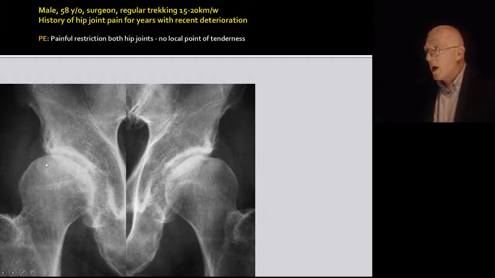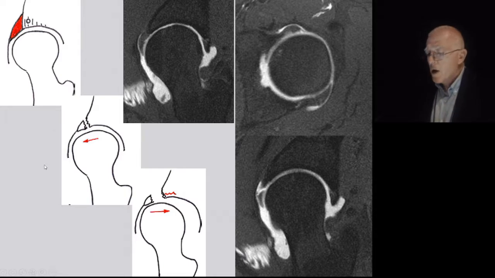We see on MR arthrograms the typical finding of swelling. As you see, we have enlarged labra, huge labra. This is pathognomonic of developmental dysplasia, and also a labral tear.